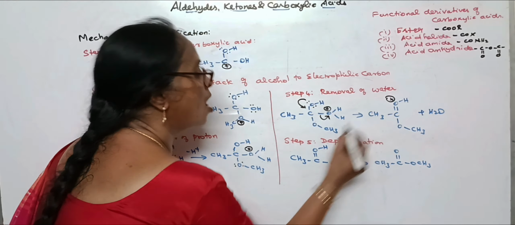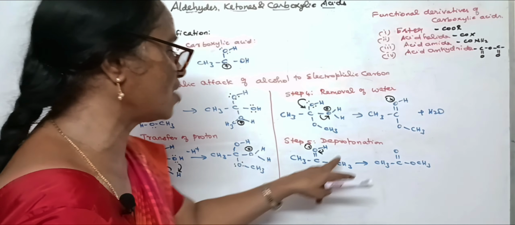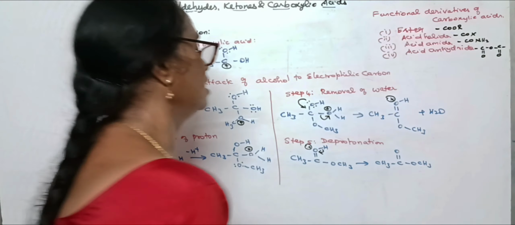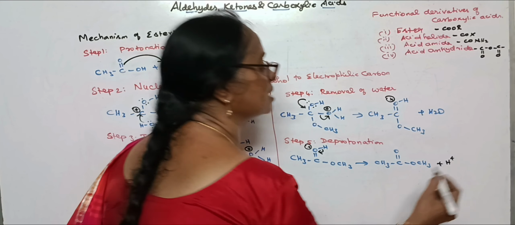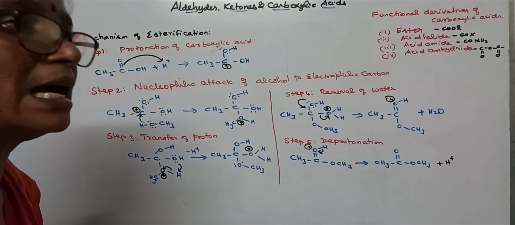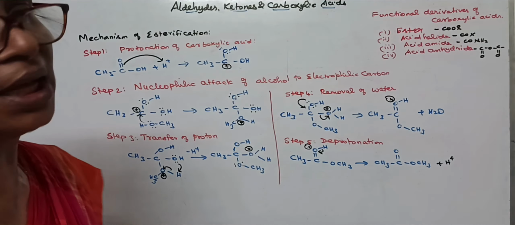So here oxygen carries the positive charge, so it withdraws the shared pair of electrons from the hydrogen. So we are getting CH3COOCH3 plus H plus. So H plus is a catalyst. So once again the H plus is regenerated at the end of the reaction.